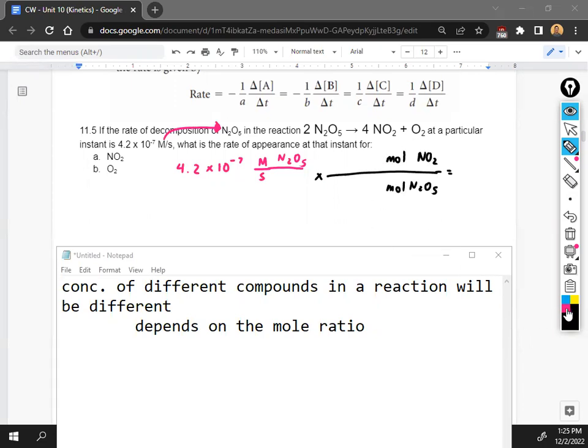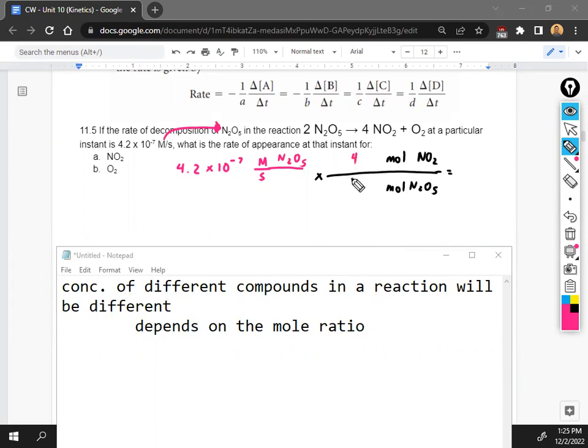So technically you could put a negative right here, and then you can put negative here since this is disappearing, and then positive right there. But when you're comparing the mole ratios, you can just keep them all positive and then just explain that something is disappearing or appearing. Okay, so what's the mole ratio between NO2 and N2O5?